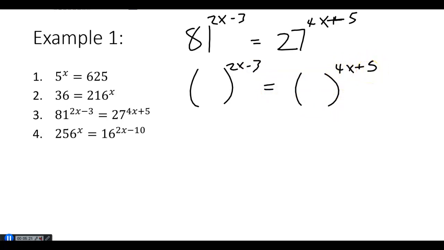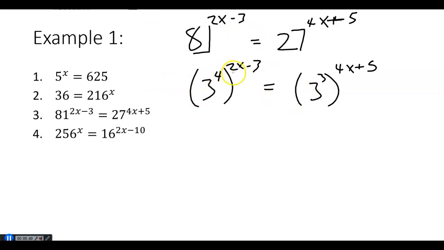So 81 can be rewritten as 9 squared. Oh, I'm sorry, actually, it's not the 9 column. There is no 9 column, my bad. It's the 3 column. 81 can be rewritten as 3 to the 4th power, and 27 can be rewritten as 3 to the 3rd power. So now I've got these matching bases. But now we need to simplify.